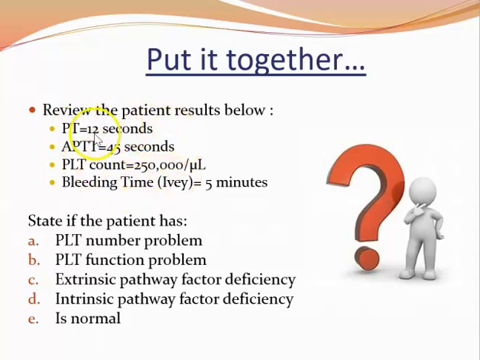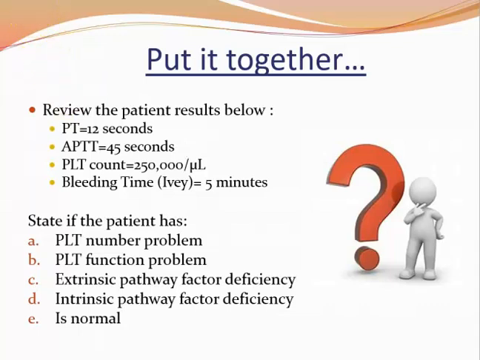The very first thing you want to do is go through your patient results and determine if they're normal or abnormal. The PT of 12 seconds is normal. The APTT of 45 is abnormal. The platelet count of 250,000 is normal. And the bleeding time, using the IVY method, of 5 minutes is normal. So our abnormal result is our APTT, so we know something is affecting this result.